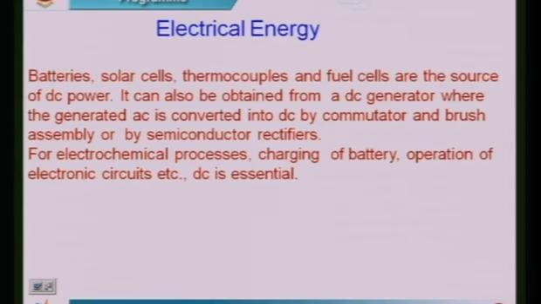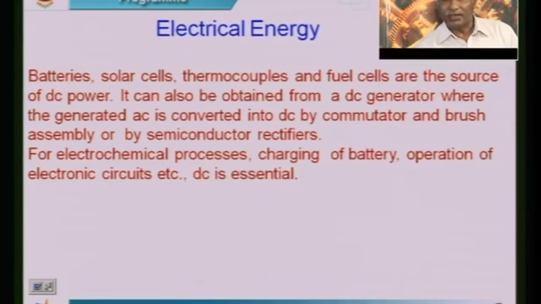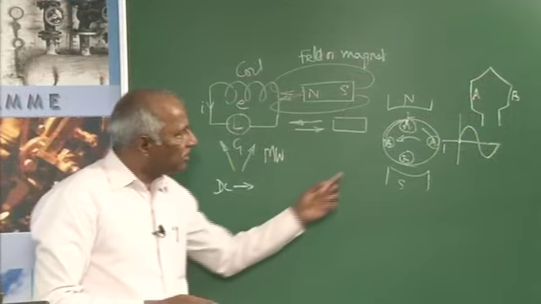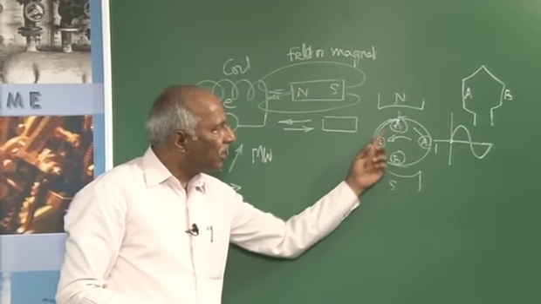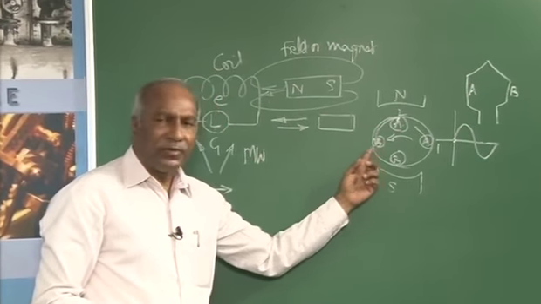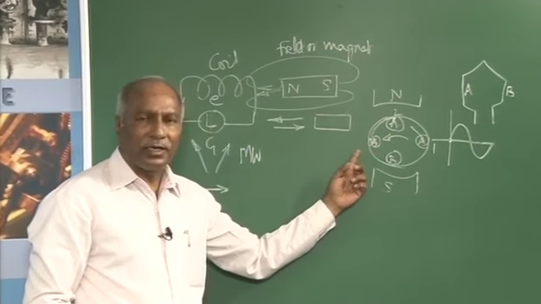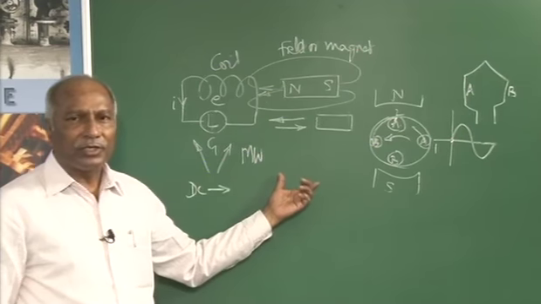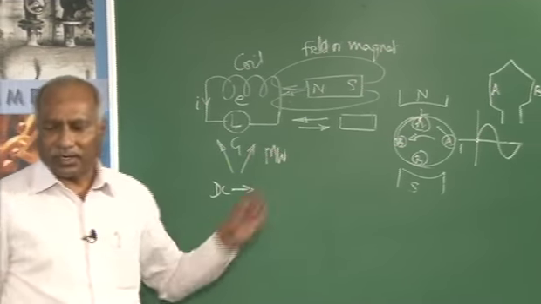DC can be obtained from batteries, solar cells, thermocouples and fuel cells, which are sources of DC power. It can also be obtained from a DC generator, where whenever you come across a rotating coil, there will always be induced EMF of alternating nature. It can be converted into DC by going for a commutator and brush arrangement or using a rectifier.